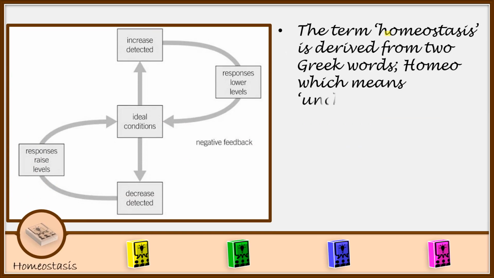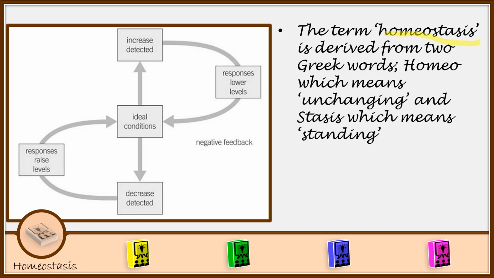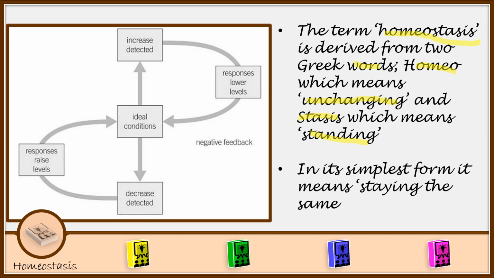The term homeostasis is derived from two Greek words, homeo, which means unchanging or the same, and stasis, which means standing. Homeo means unchanging and stasis means standing. In its simplest form, it means staying the same. Let's look at the structure here.